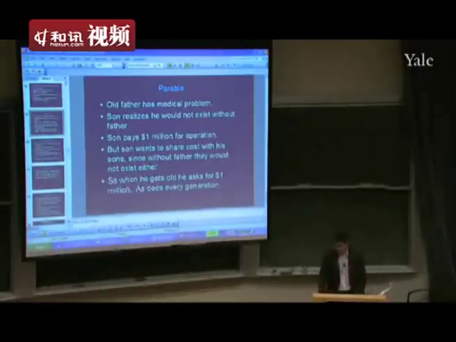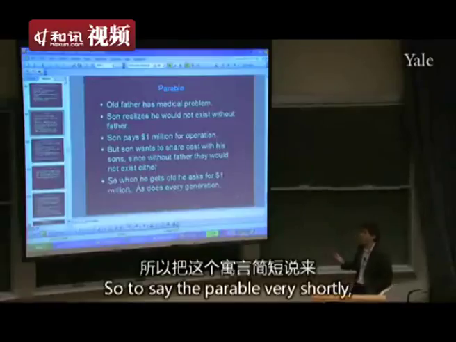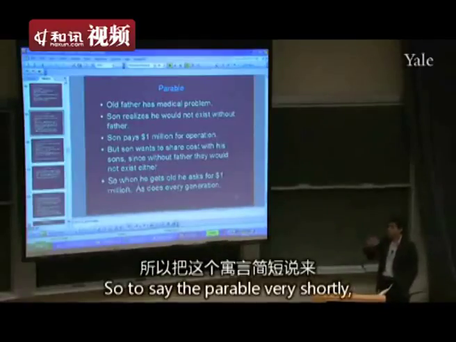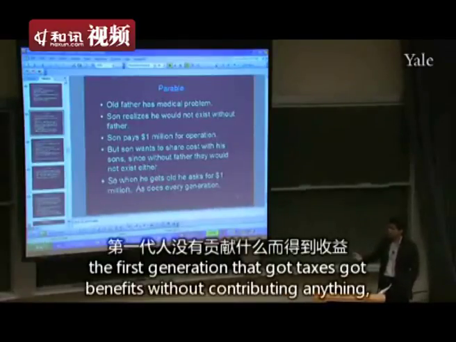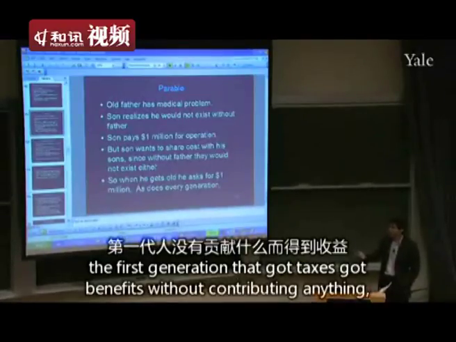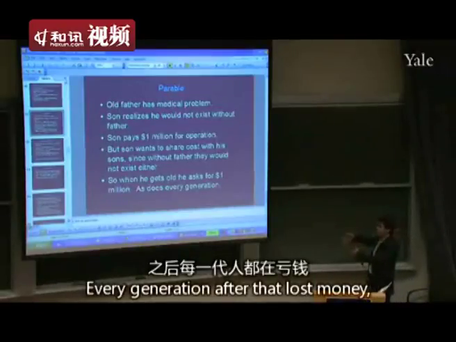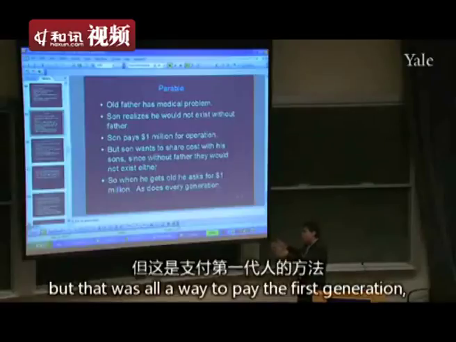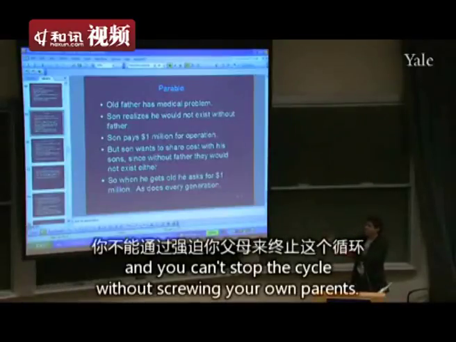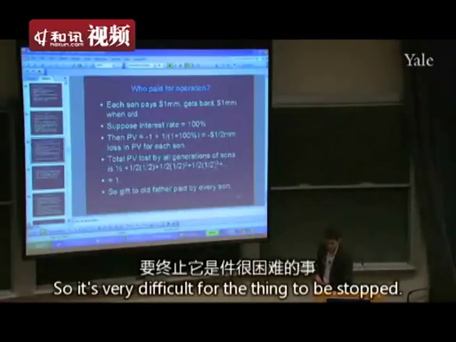Okay, so to say the parable very shortly, the first generation got benefits without contributing anything, that was a huge amount of money that they got. Every generation after that lost money, but that was all a way to pay the first generation, and you can't stop the cycle without screwing your own parents. And so it's very difficult for the thing to be stopped.